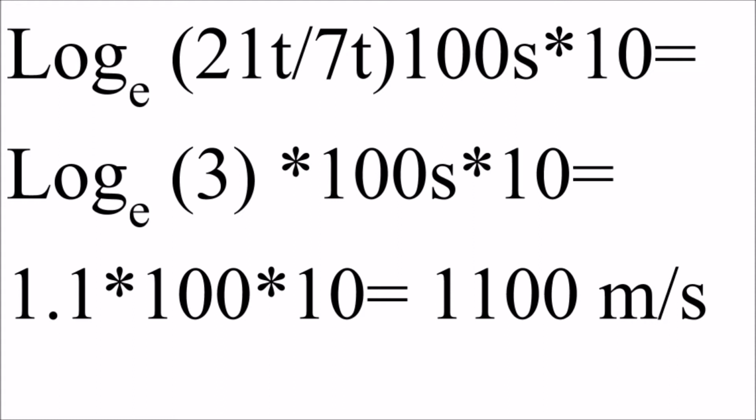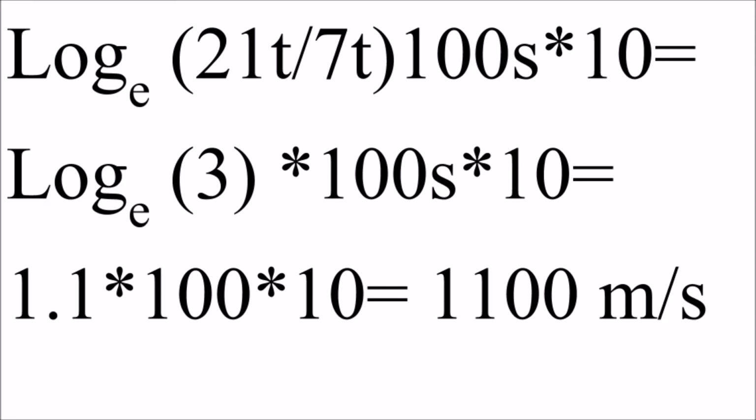There are two main parts to this equation, the logarithm and the ISP. To solve the logarithm part, simply divide the start mass by the dry mass, then find what you must raise e to get it. Then multiply that by the ISP and 10. This will give you the amount of delta V, literally change in speed in meters per second. This rocket has a dry mass, or M dry, of 7 tons, a start mass, or M start, of 21 tons, and an ISP of 100 seconds.